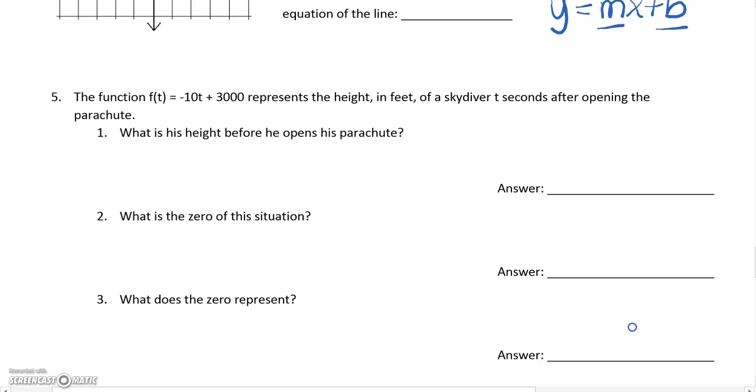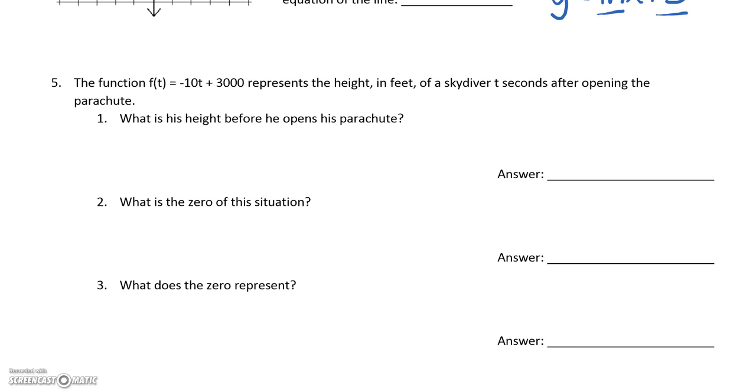Okay, the function f(t) = -10t + 3000 represents the height in feet of a skydiver t seconds after opening the parachute. What's the height before he opens his parachute? So this is your y-intercept. That's where he started. So that is the height before he opened it. And then it says, what's the 0 of this situation?